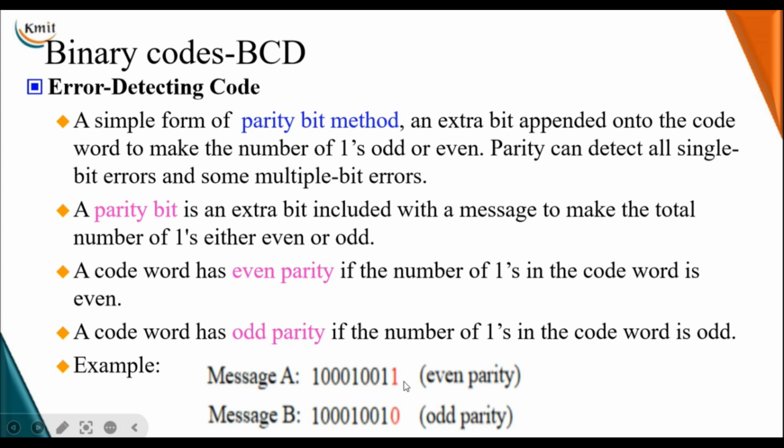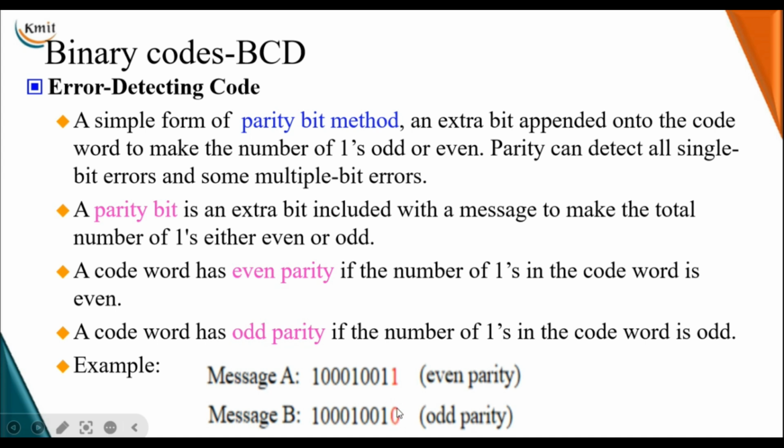1001001. If I want to send this with an even parity, as this message has 3 ones, which is odd, if I add an extra bit and it is 1, then only will the total number of ones be even. Then I can send it from my sender to the receiver with the even parity. If I want to send this same message with an odd parity, this extra bit which I'm adding must be 0.